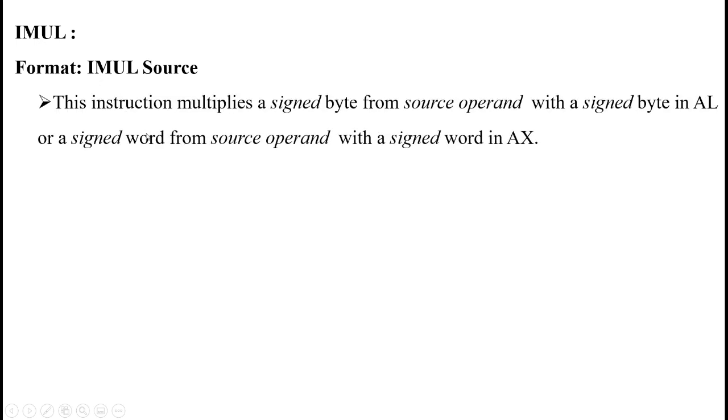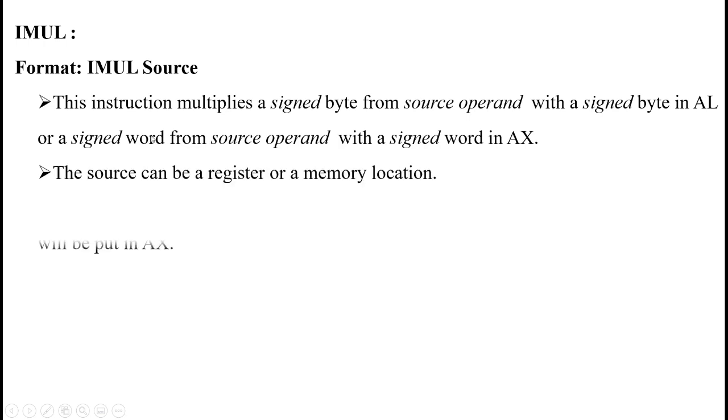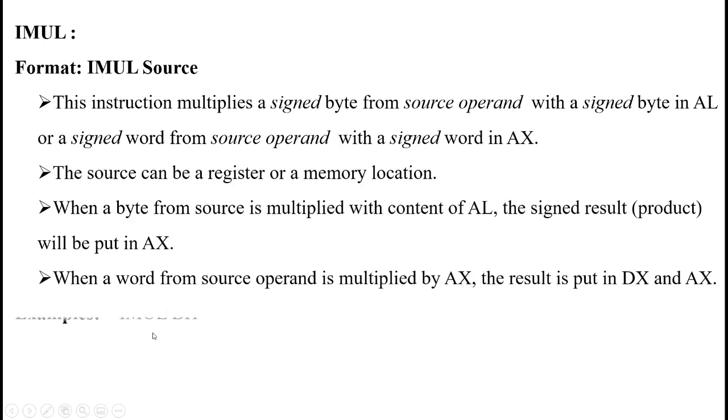Then IMUL. If you want to multiply signed numbers, then we have to use the instruction IMUL. For signed numbers, suppose one value is positive and another value is negative. In that case, if you want to multiply, you can use the IMUL instruction. Again, the operation is the same, only there is a sign extend operation. So you can see the example.